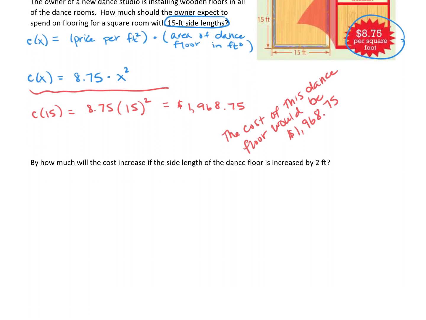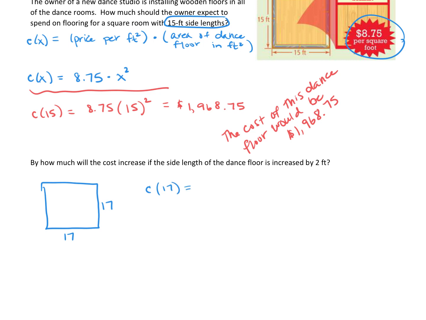All right, so a follow-up question. By how much will the cost increase if the side length of the dance floor is increased by 2 feet? So if we think about it, we're still looking at a dance floor, right? It's a square dance floor. But instead of being 15 by 15 feet, now it's 17 by 17 feet. Each side length increased by 2. So now let's find the cost of a room that has side lengths of 17 feet.